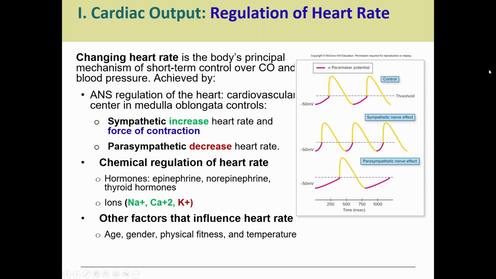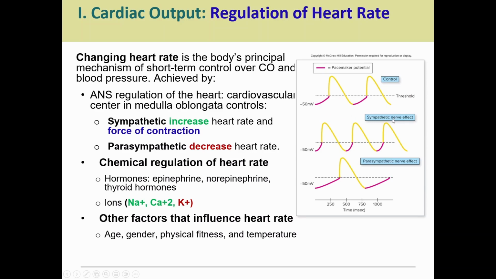So if we take a peek over here and we look at this little picture, we see that we have the control. This is just normal circumstances. We see the pacemaker potential. So again, remember that slight climb, and then we can depolarize ourselves, right? We get to that threshold and we can go through depolarization. And so we see the rate that that's happening under the control.